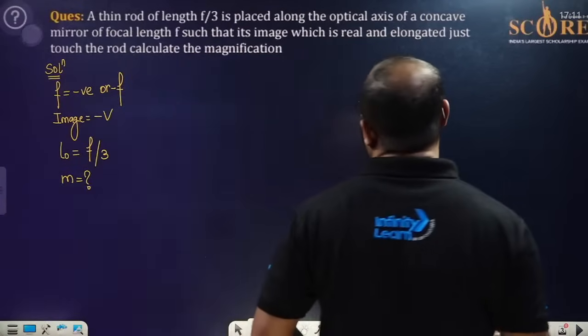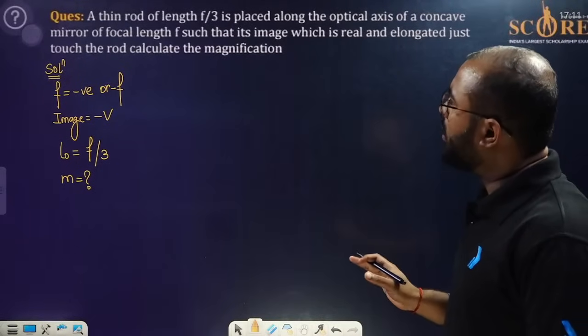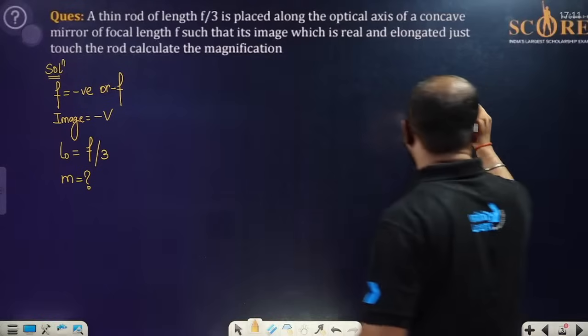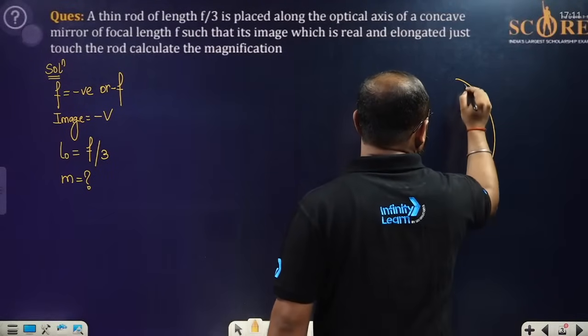What it is talking about is a thin rod of length f by 3. We are talking about a concave mirror. I'm just making a rough image in front of you.